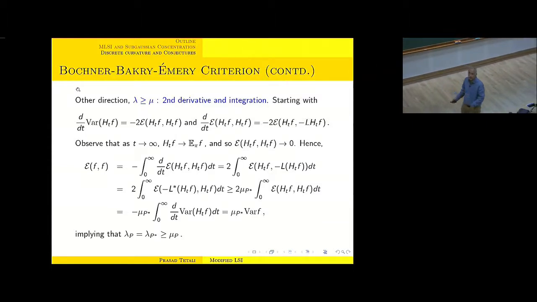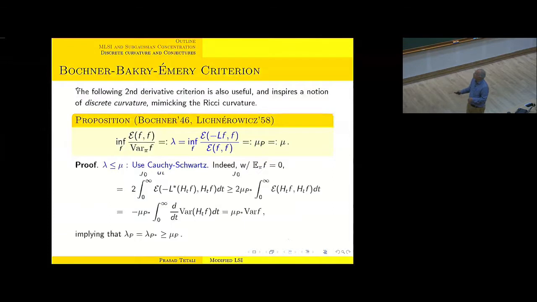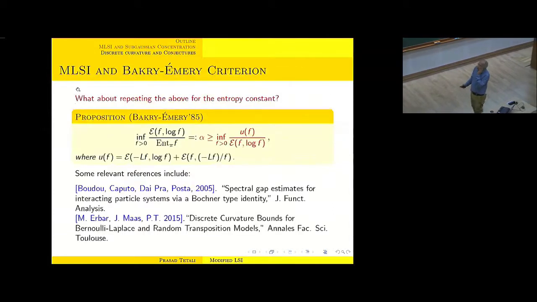But that's sort of a little technical. All right, so you have a nice equality. The point to take away is you have a nice equality in terms of the second derivative with respect to the first derivative. Okay. What happens if you try to do this for the entropy constant?